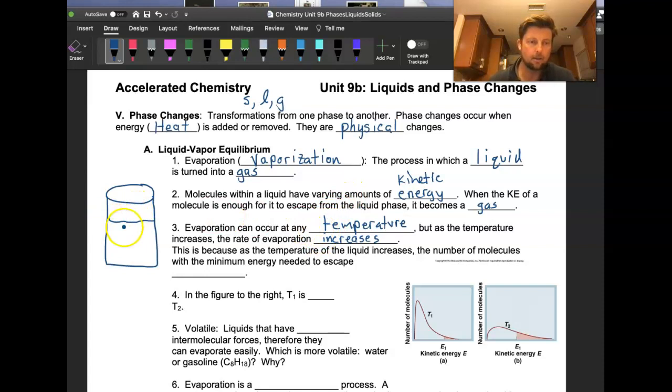So if you picture water with the little particles all moving around at different energies, in order for one of these molecules at the surface to escape, it has to have enough kinetic energy to break its hydrogen bonds with the other water molecules. If I increase the temperature, there's going to be more water molecules with high energy, and more of them are going to escape or vaporize into the gas form. The number of molecules with the minimum energy needed to escape, as I mentioned before, will increase.